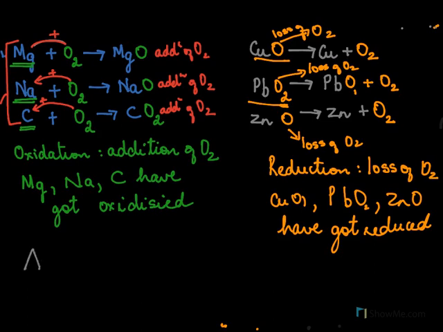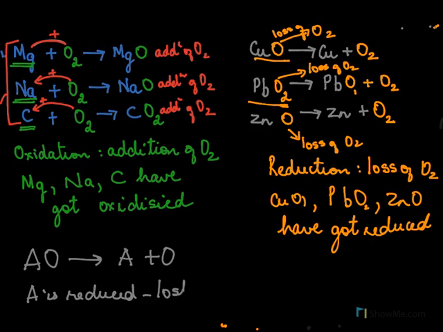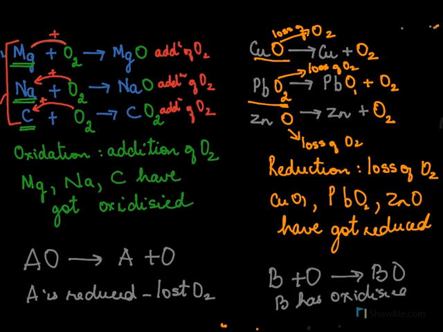So in general, suppose I have AO and then it becomes A plus O. That means A is reduced. Why reduced? It has lost oxygen. And suppose I have B and it adds up to oxygen to give you BO. I would say B has oxidized. Oxidized means oxygen has added on to it.